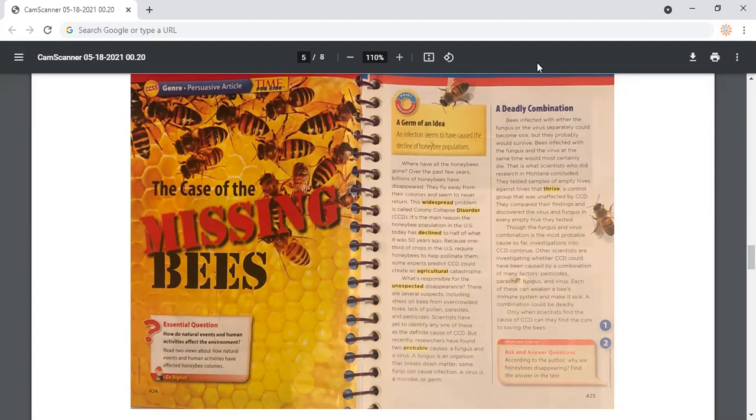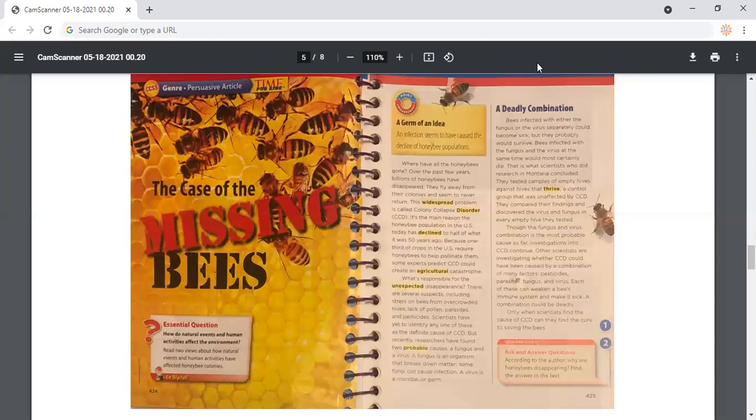So this author is going to give us why they believe that the honeybee population is decreasing. Where have all the honeybees gone? Over the past few years, billions of honeybees have disappeared. They fly away from their colonies and seem to never return. This widespread problem is called the colony collapse disorder.